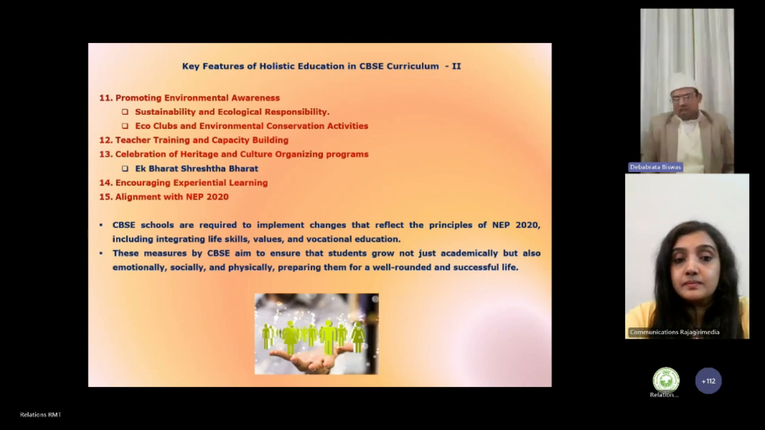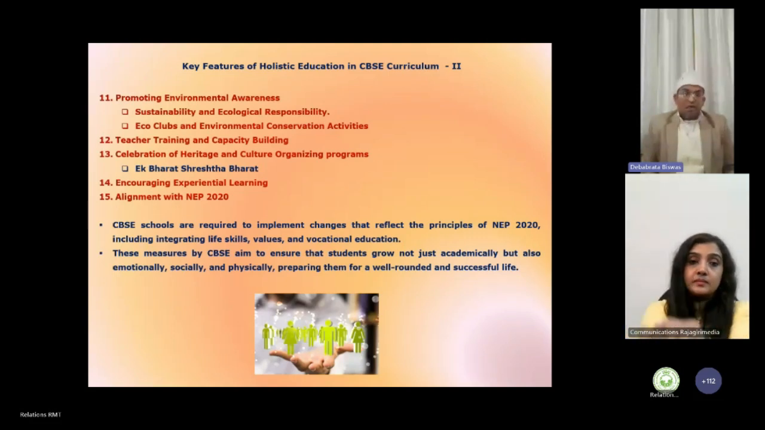So one example is given, Ek Bharat, Shrestha Bharat. And there are so many programs of this kind. Experiential learning and alignment with NEP 2020. CBSE is focusing very much, and CBSE schools are continuously required to implement the changes that NEP has brought and other things. So CBSE also aims for complete growth of a child, holistic growth of a child. Thank you, ma'am. Next slide.